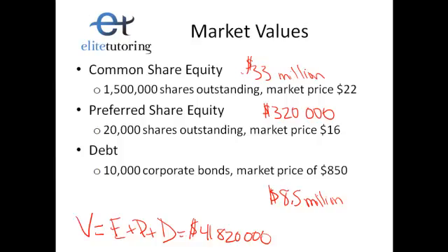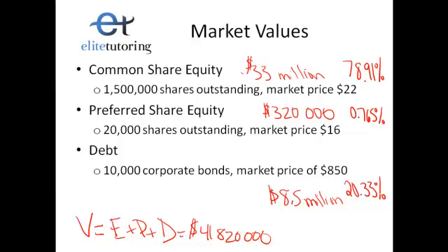Now it is very simple to get the weightings. Equity weighting is 33 million over the 41,820,000, which is 78.91%. Preferred weighting is 0.765% just by taking that 320,000 over the whole firm value, and the debt weighting is 20.33%. Summing these gives us 100% or 1.